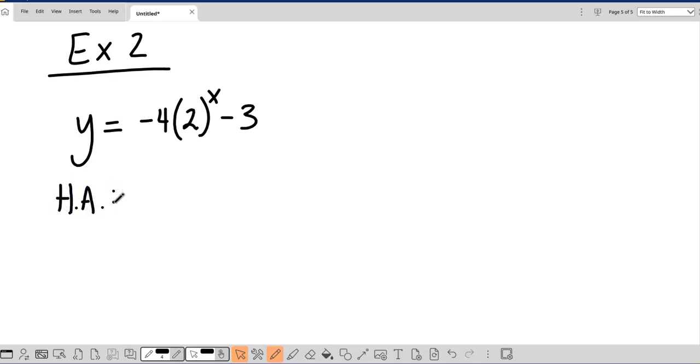Okay, so let's start by identifying our horizontal asymptote. What's the horizontal asymptote going to be? -3. The C value is my horizontal asymptote. What's my y-intercept? That's a little bit trickier. Take a little bit. Think about it. What's my y-intercept? -7, right? It's A plus C. So those two put together. So -4 plus -3 is -7. So my y-intercept will be -7.